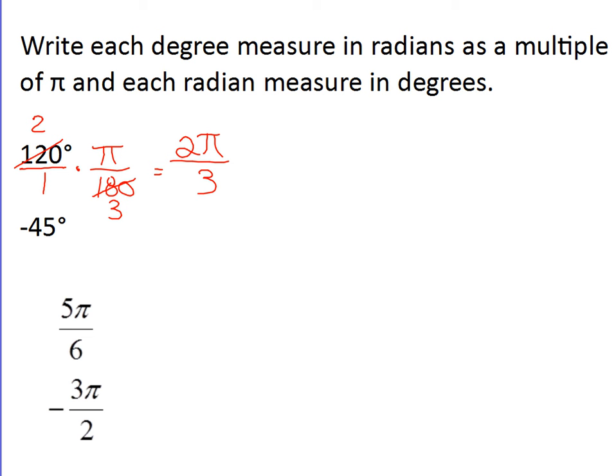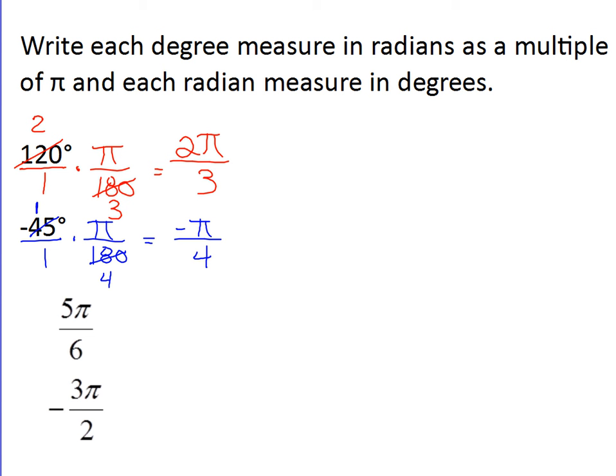Next we have negative 45 degrees. Again, we're going to put this over 1. You multiply by pi over 180. 45 actually does go into 180. So if we do 180 divided by 45, we'll see that it goes in 4 times. So 45 goes into itself once. It goes into 180 4 times. If you need to do like 9 first and then 5 and get reduced down, that's fine as well. If you multiply straight across, negative 1 times pi is negative pi. 1 times 4 gives us 4. So negative 45 degrees is equivalent to negative pi over 4.